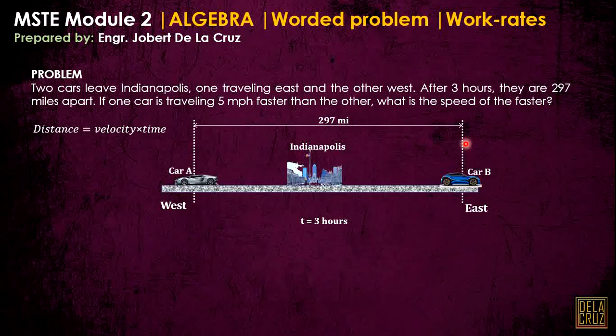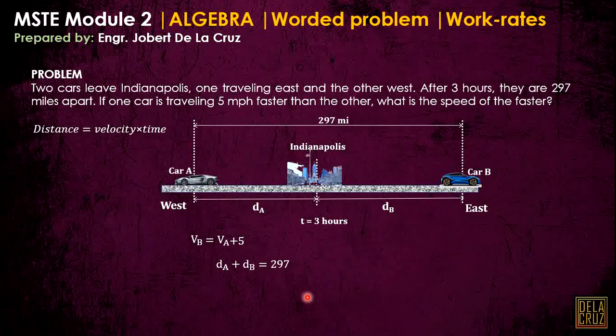Okay, so it is also stated here, if one car is traveling 5 mph faster than the other car, let's call this DA and DB. The distance traveled by car A is DA, and the distance traveled by car B is DB. Okay, so let's assume that VB is the faster one. Okay, so VA is VB plus 5, since it says here one car is traveling 5 mph faster. So here I assumed that VB is the faster car.